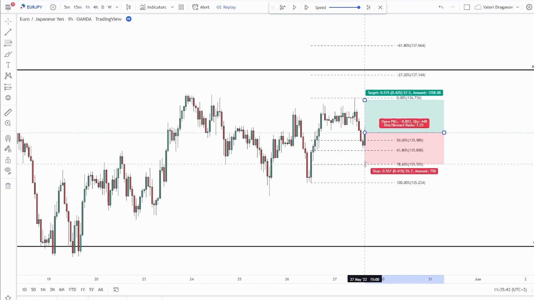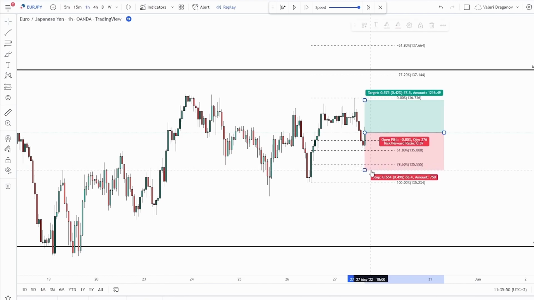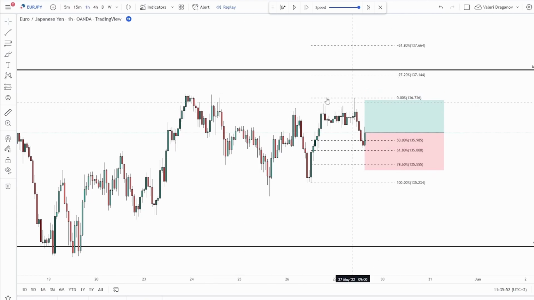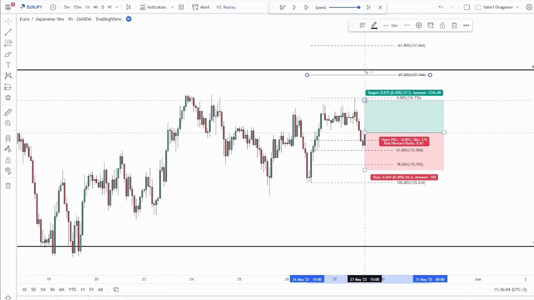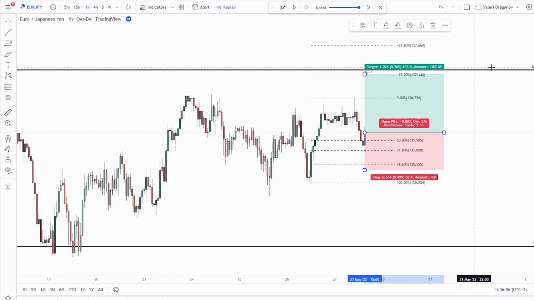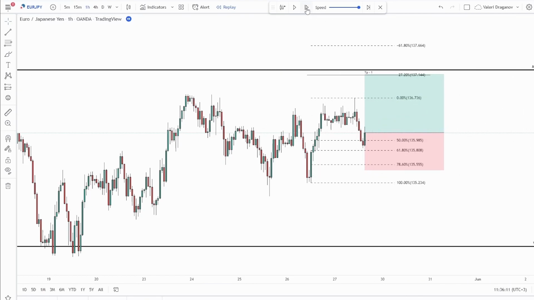Our stop, this time 10 pips below the 78.6 level, or 66 pips. Our first take profit, because we have a repulsion of 50%, is going to be here on the 27.2 level. Of course, we have to keep in mind that here we have a very strong monthly level. So let's see what happened next.